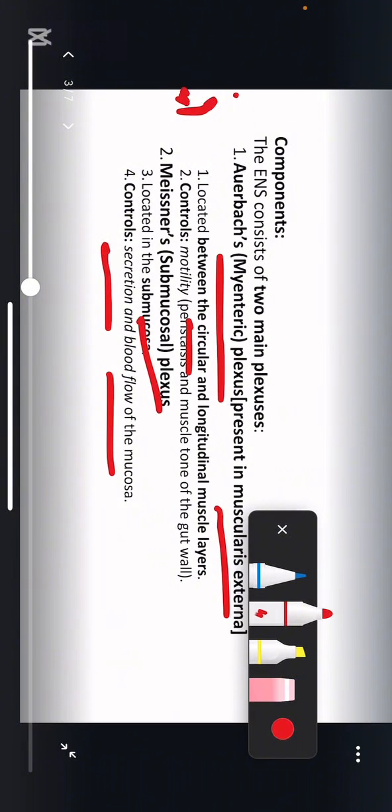So the enteric nervous system contains two plexuses, myenteric plexus and submucosal plexus. Myenteric plexus is present in the muscularis externa and submucosal plexus is present in the submucosa. And Auerbach's plexus controls the motility and Meissner's plexus controls secretion and blood flow of the mucosa.